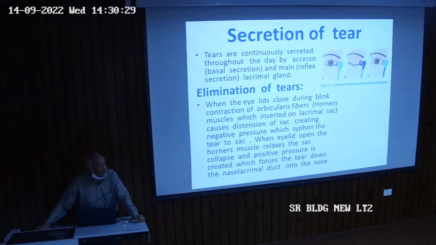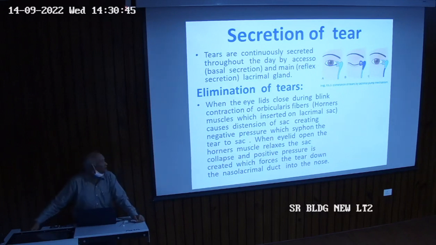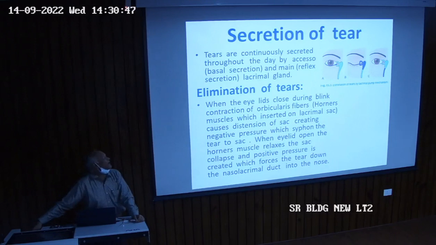The ulnar muscle is also part of the orbicularis oculi. It is attached to the sac. On closing, it drags out, or distends, the lacrimal sac. Whenever there is distension, a vacuum is created. You can see the blue part, whenever there is closing and extension of this.